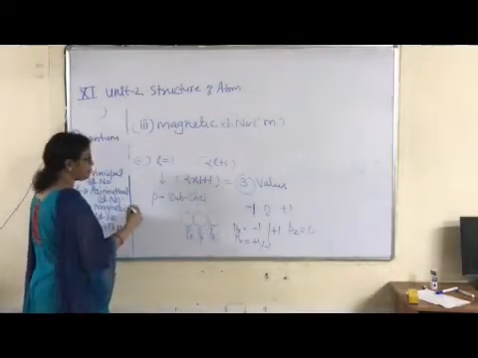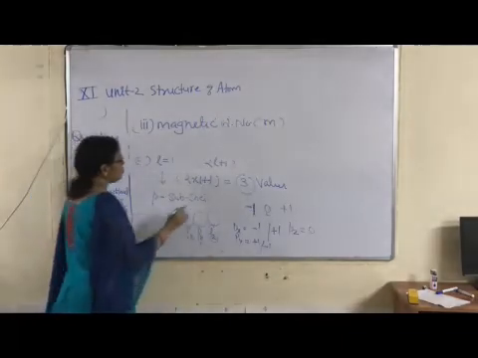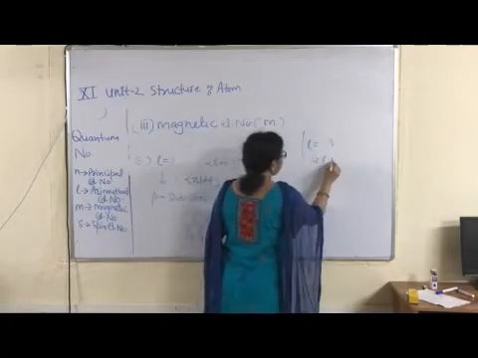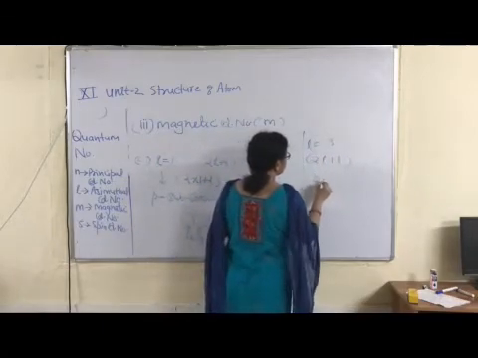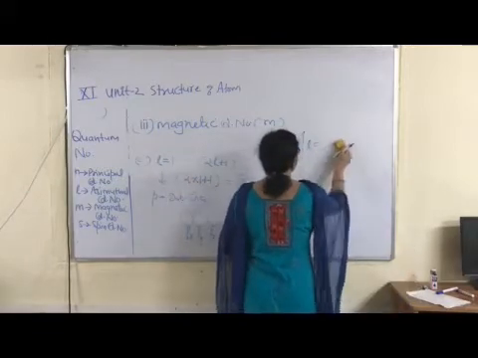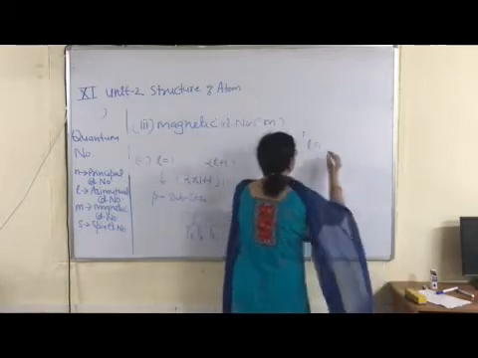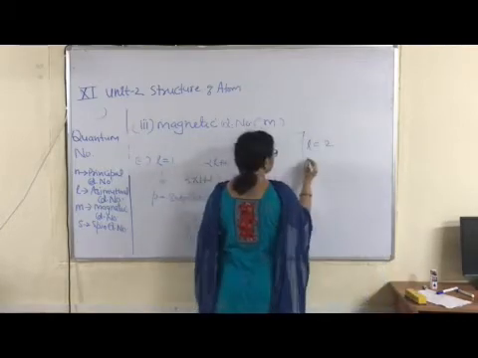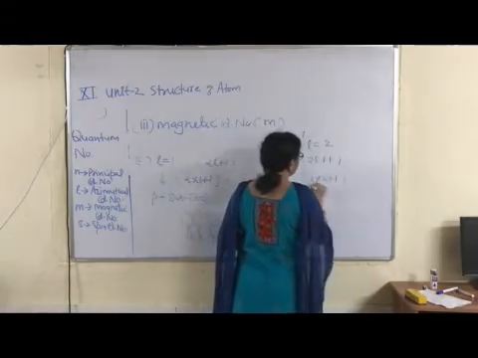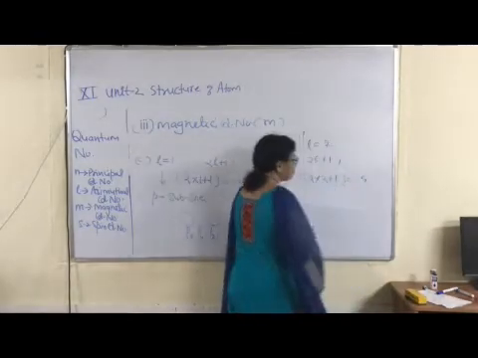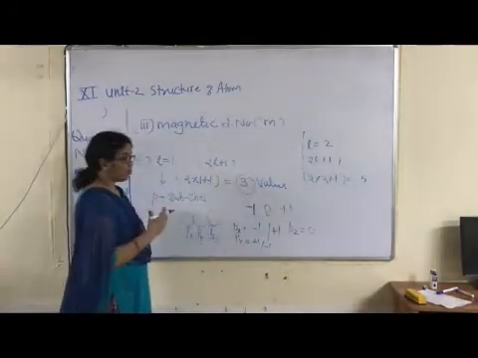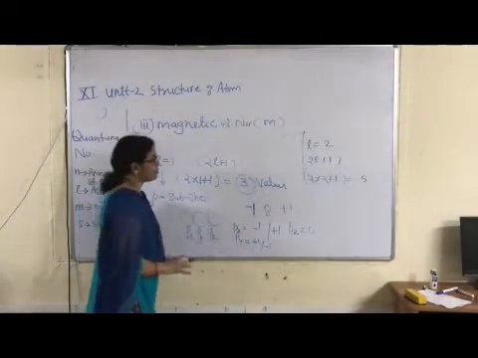Okay children, now the third possibility. If L is equal to 3, then 2L plus 1. One value is left, the second is 2. I would like to calculate if L is equal to 2. Then 2L plus 1, 2 into 2 plus 1. Total how many values are possible? 5 values. Okay children. As you know, the magnetic quantum number indicates orientation or alignment of orbitals.